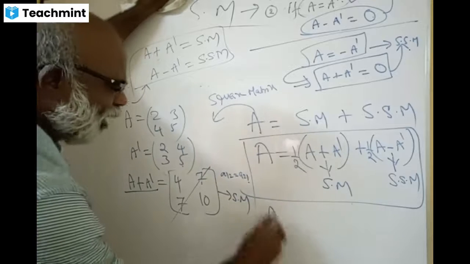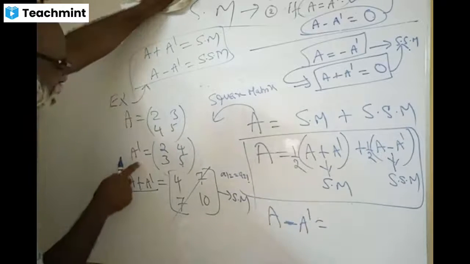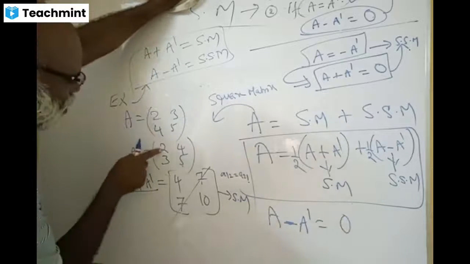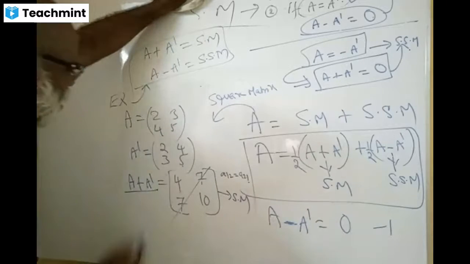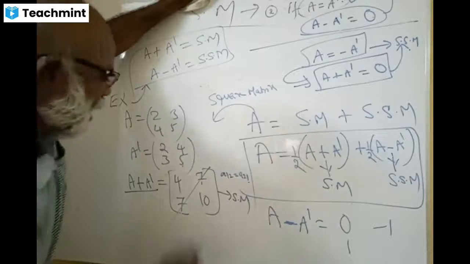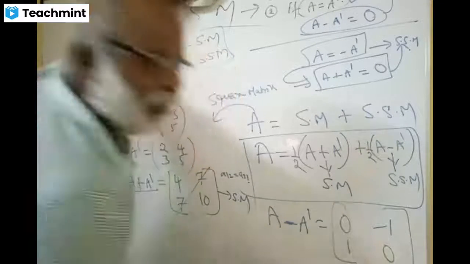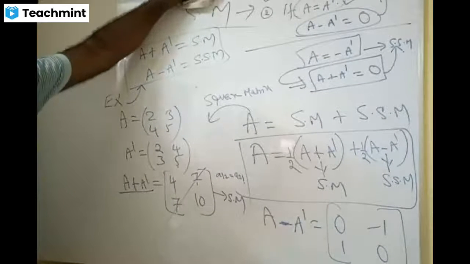Similarly, please tell me A minus A dash. A is given here, A dash is given: 2 minus 2 is 0. Wow, look at this. 2 minus 2 is 0. 3 minus 4 is minus 1. 4 minus 3 is 1. And 5 minus 5 is 0. Wow, what is the glittering feature of the skew symmetric matrix? Pavitra, tell me.